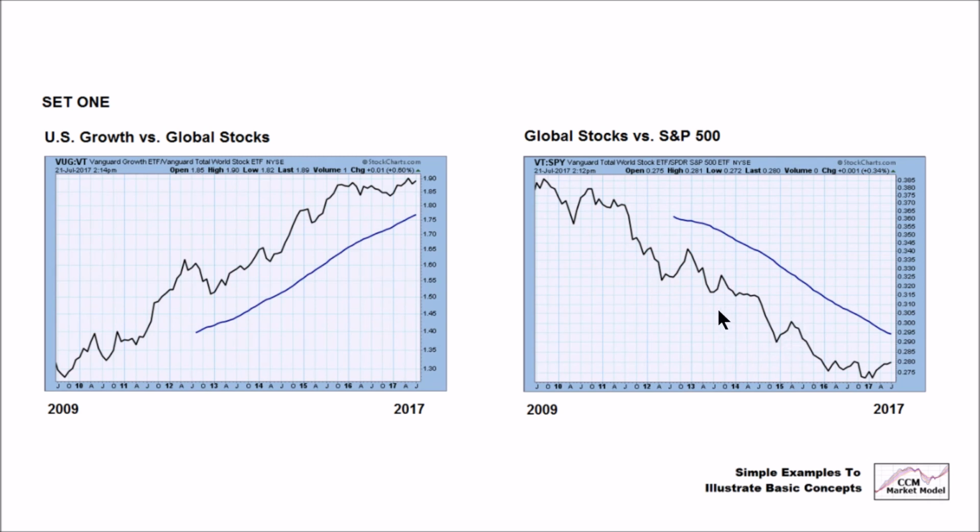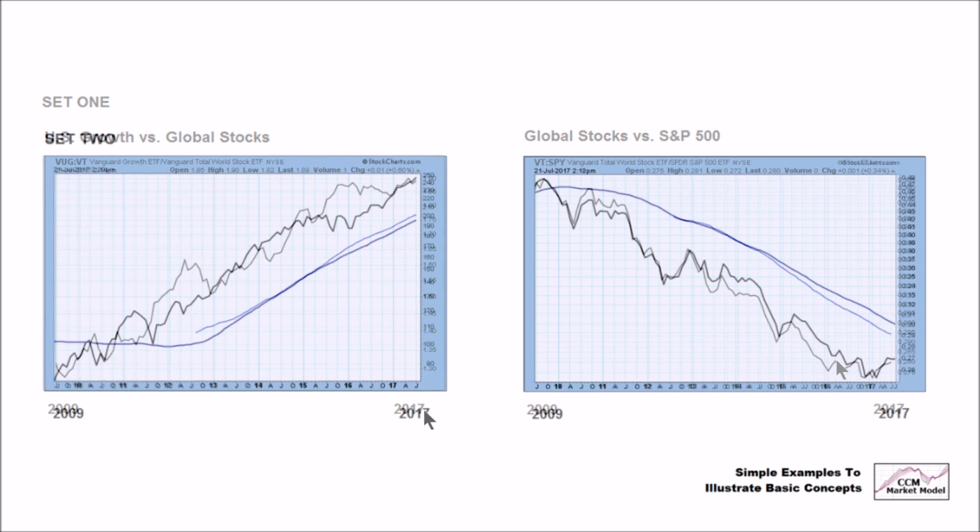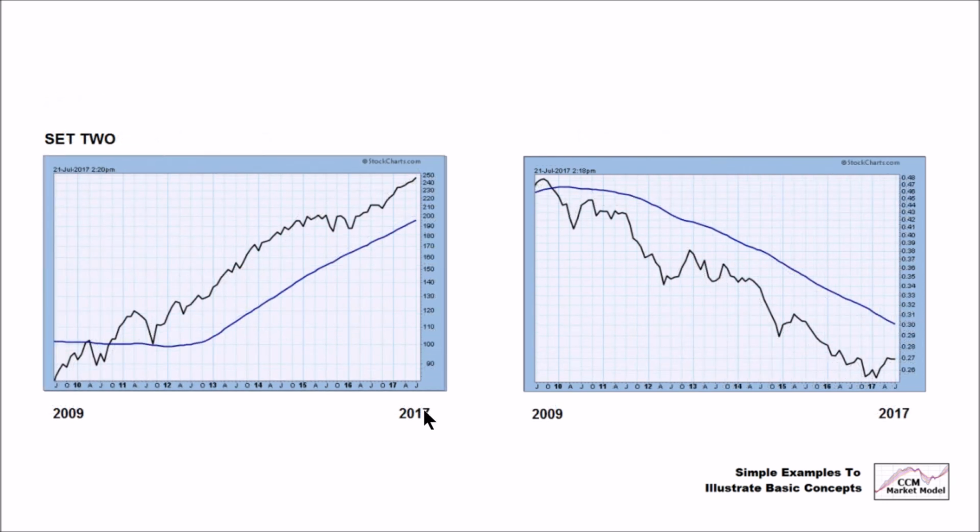Fair questions, but when we look out at a longer term chart, the answer becomes a little bit easier from a probability perspective. This chart doesn't tell us what's going to happen next. We make decisions based on the facts in hand, and we're open to owning global stocks, but we need to see some improvement. Let's move to set 2, same concepts.